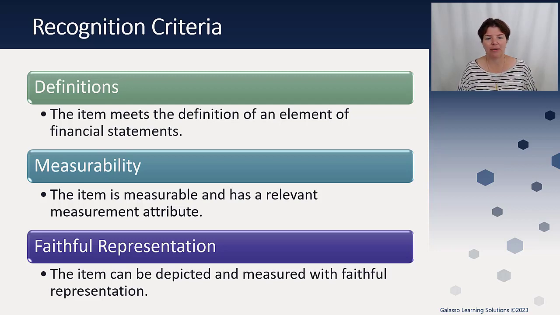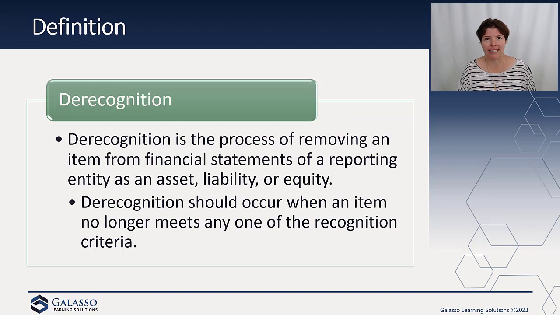I think this adds a little bit of value, but they didn't just address recognition. They also included derecognition because things come off, whether it's being sold or whether it's no longer in use. Derecognition is the process of removing an item from the financial statements of a reporting entity as an asset, liability, or equity. This should occur when an item no longer meets one of the recognition criteria, and so we would then take it off the books. An item should not continue to be recognized if it does not meet the definition of an element, because obviously in that scenario, it would violate the recognition criteria. So derecognition is taking it off the books.